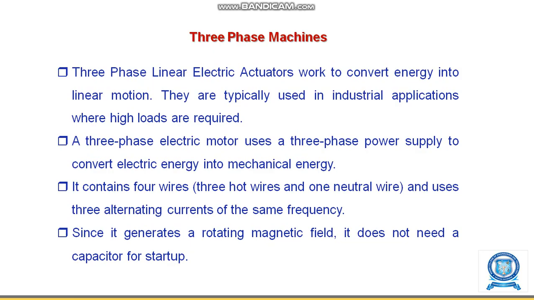The three-phase linear electric actuators work to convert energy into linear motion. They are typically used in industrial applications where high loads are required. The three-phase electric motor uses a three-phase power supply to convert electrical energy into mechanical energy. It contains 4 wires and uses 3 alternating currents of the same frequency. Since it generates a rotating magnetic field, it does not need a capacitor for startup.